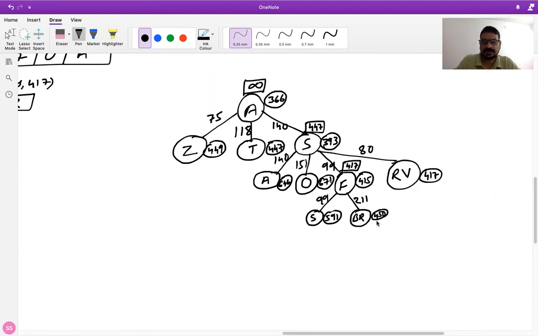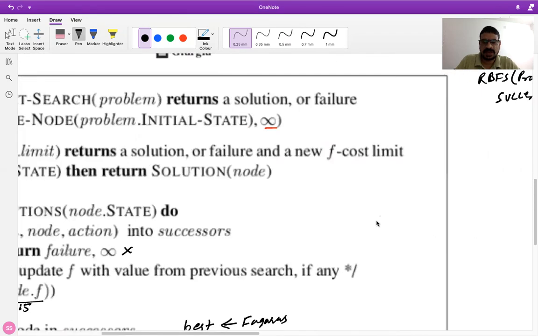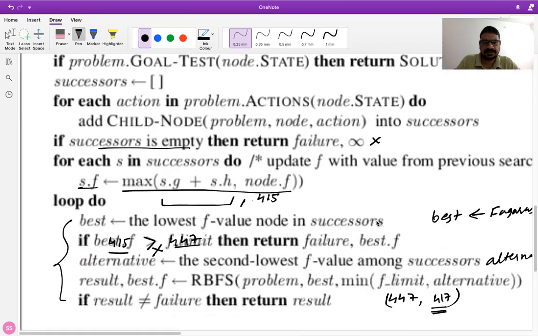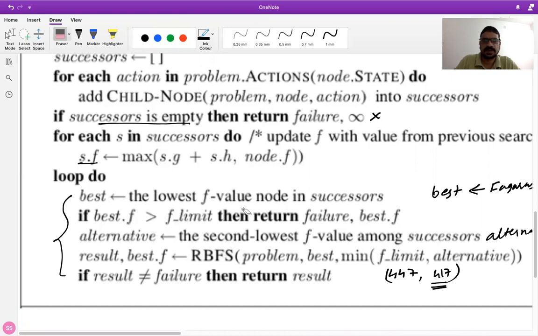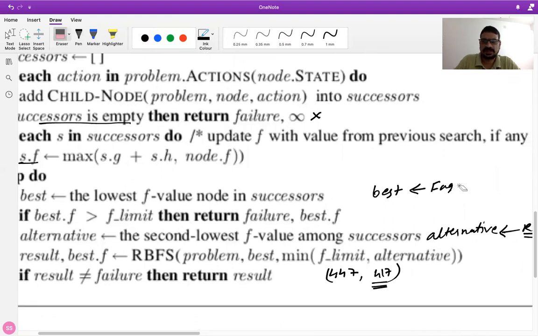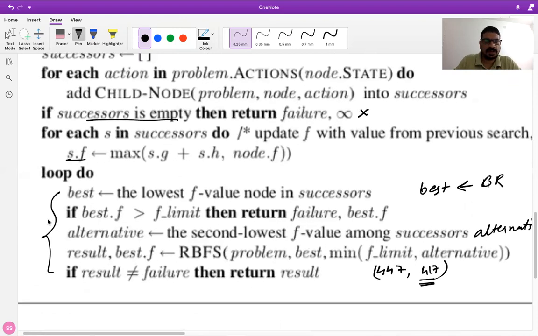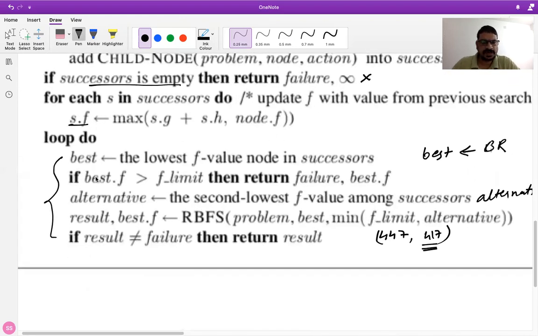Now, which is less? Bucharest is less, right? So next, I'll calculate the best. Okay. Now, what is the best? Best is the Bucharest. Now, the F value of best, which we have just calculated, is 450.